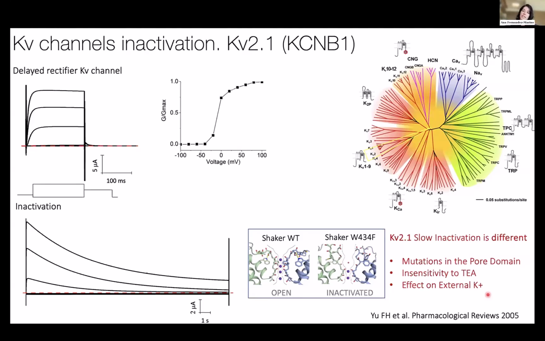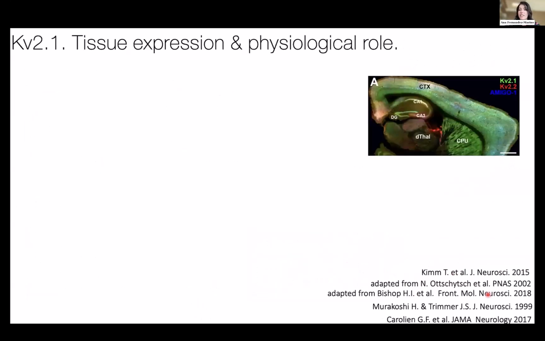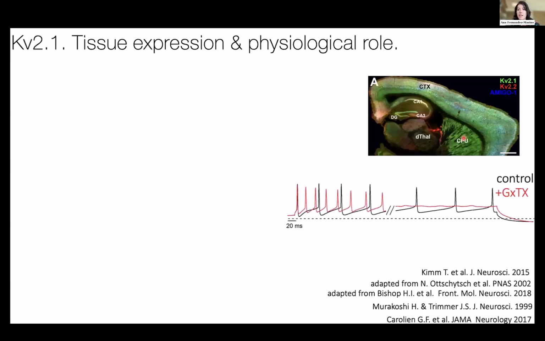And we're fascinated by this channel because, besides the things that we don't understand about it, it's a very interesting channel to study because it's highly expressed in the brain. So you can see Kv2.1 here highlighted in green in the sagittal cut of a mouse brain. You can see how it's very widely expressed. It controls the neuronal firing in some neurons.